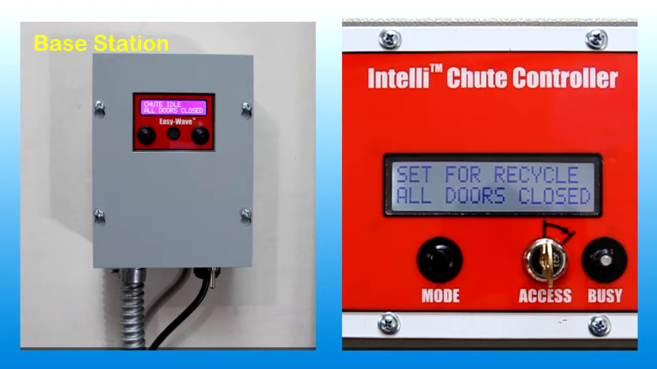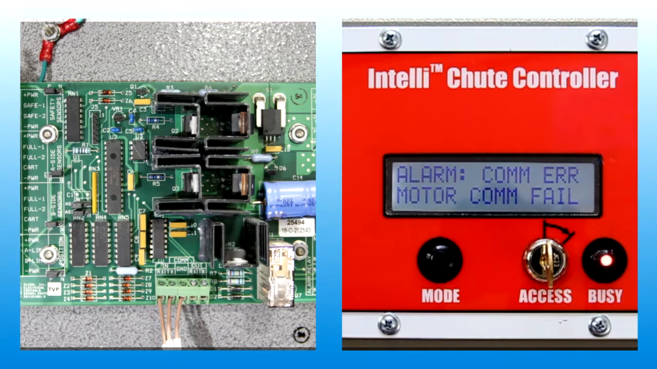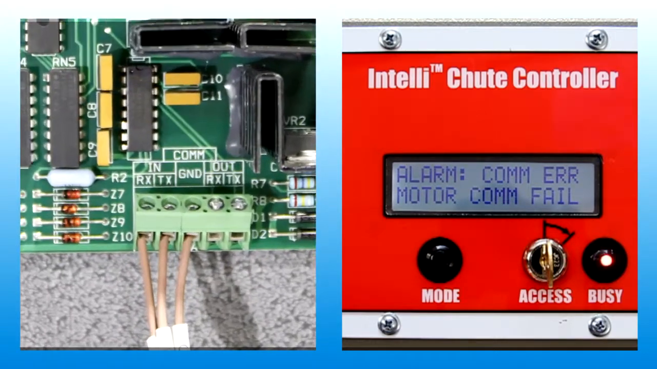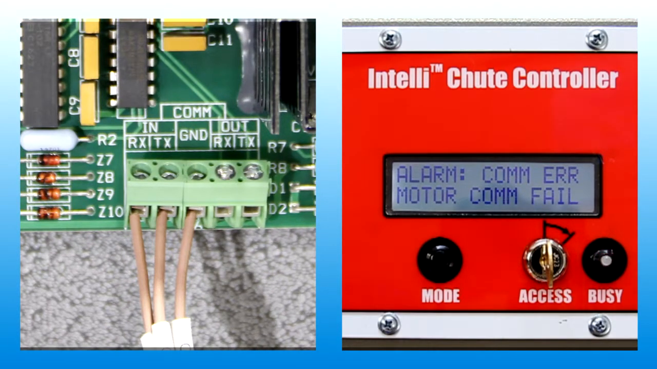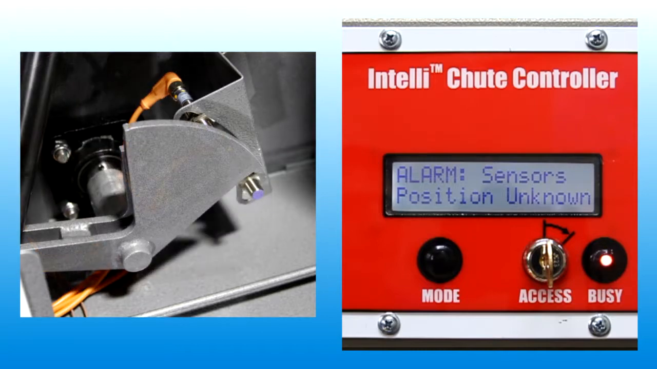Equipment malfunction messages include the following. Host communication failure. There is a failure between the BiSorter and the EasyWave trash chute. Motor communications failure. There is a failure between the IntelliChute controller and the BiSorter motor. Sensor failure. There is a failure associated with the diverter plate position sensors.